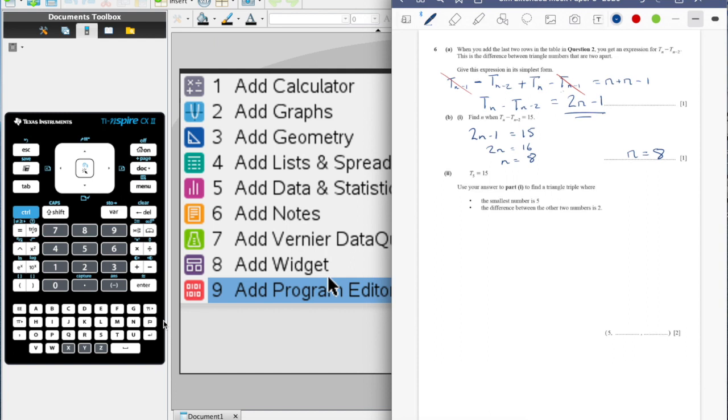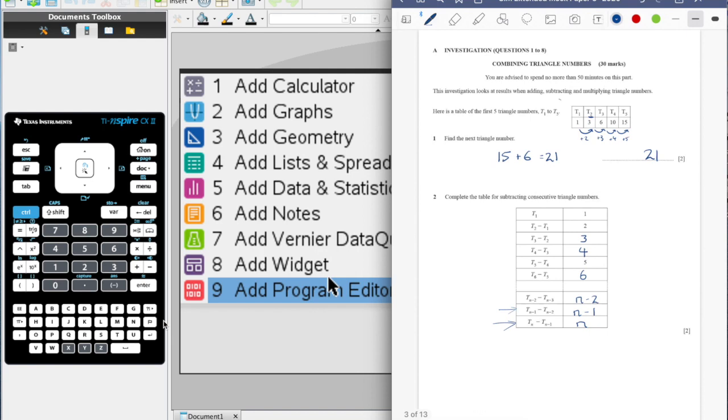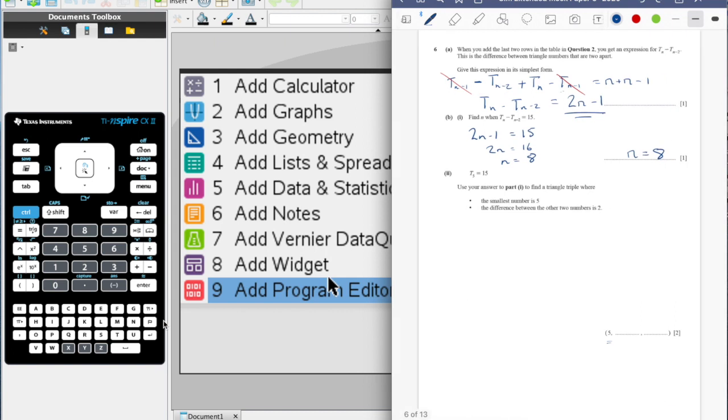T5 is 15. Use your answer in part 1 to find a triangle triple where the smallest number is 5 and the difference between the other two numbers is 2. Now again, we're not actually finding the triangle numbers, we're finding the values for n. And that's quite obvious from the fact that we're given a 5 here. I think that's a good clue, because obviously if we look again at our original triangle numbers, there's no 5 there. So we're looking for a triangle triple, and the value of T5 here is 15.